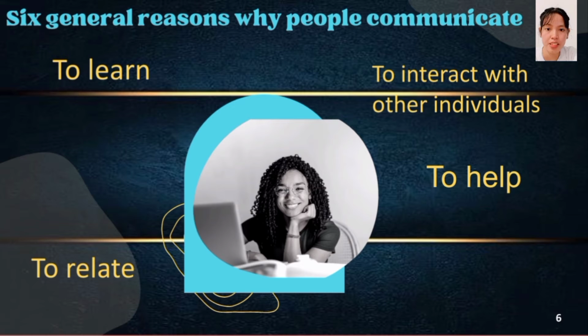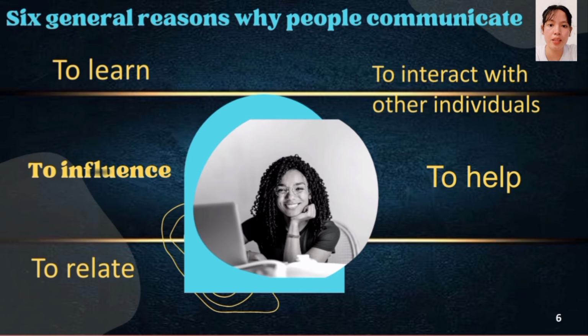The next one is to help. Communication is not only about chatting and so on. It is also a way of helping someone, just like what I've said before, that when you encounter life difficulties, we want to speak to someone that could help us cope or lessen our burdens.